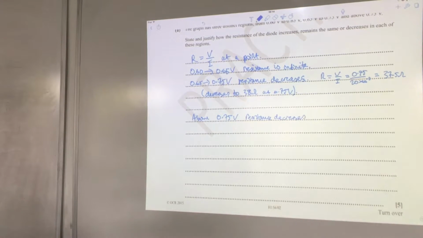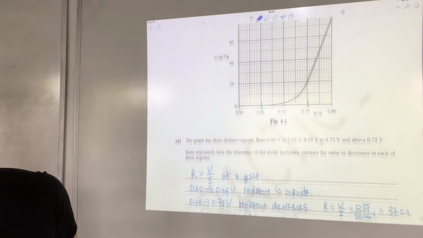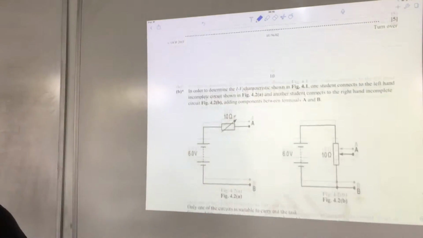Resistance decreases to a very low value. Current increases significantly compared to voltage increase. There we go. The steep gradient indicates that. Okay, let's move on to part B.